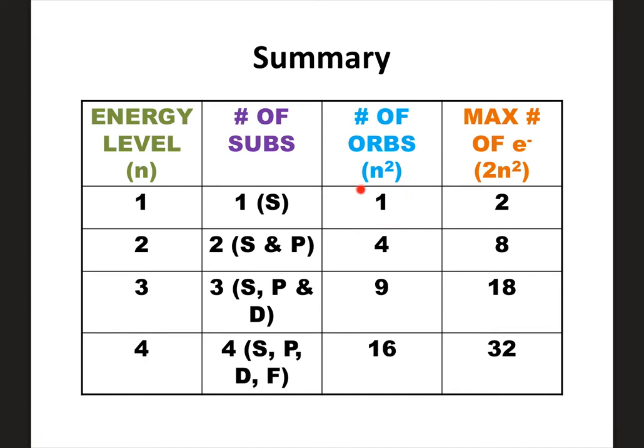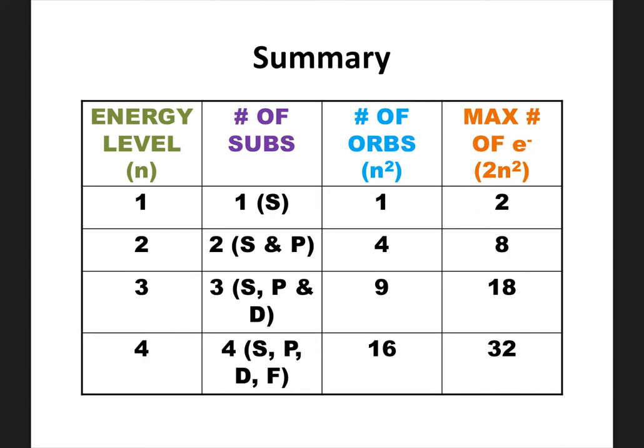The number of orbitals there is just 1. Remember, S can only have 1 orbital. You could figure out the number of orbitals for any energy level just by doing n squared. If you wanted to know the number of orbitals for, say, the second energy level, just do 2 squared, and it's 4. You know the number of orbitals for any energy level. And then the maximum number of electrons that you can have in the first energy level is 2.